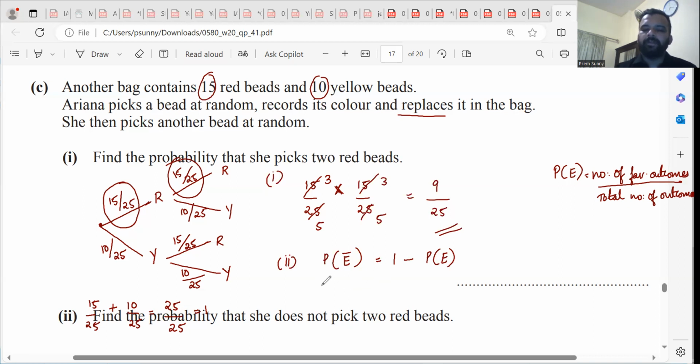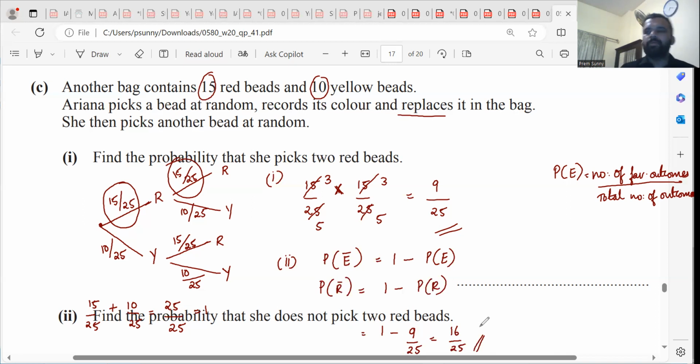So we know that the question is the probability of not getting red in both cases. So it is 1 minus the probability of getting red in both cases. From the first part, we got the probability that she picks 2 red beads, that is 9 over 25. So the probability of not getting red in both will be 1 minus 9 over 25. When you simplify this, you will get the answer as 16 over 25.